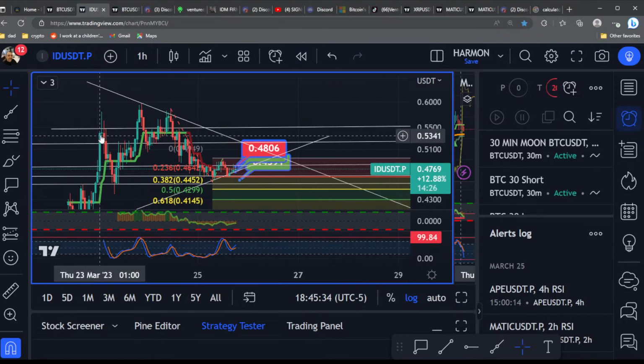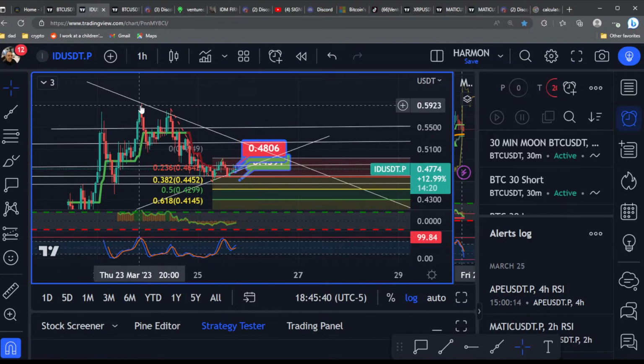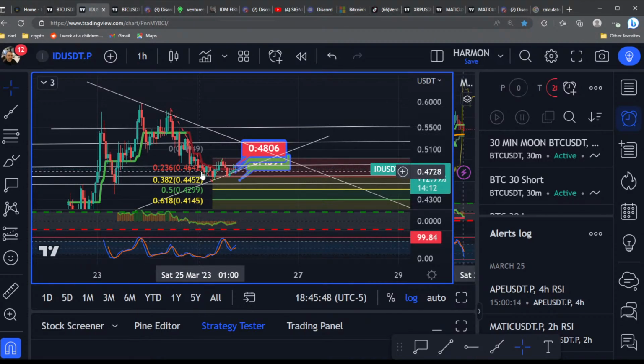And notice here, this went up to this target, fell all the way down to this target, ran all the way up to this target, fell back down to this target, ran back up to this line, came back down, right? And it's sitting on this line here. So that's kind of where we're at.